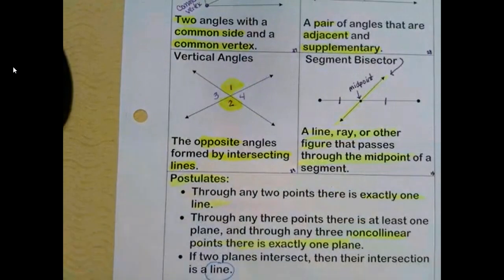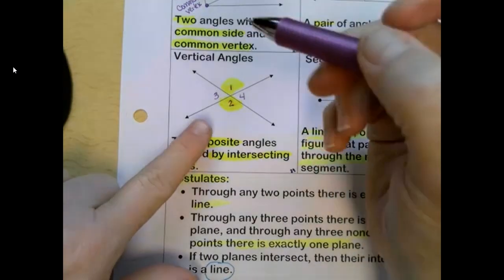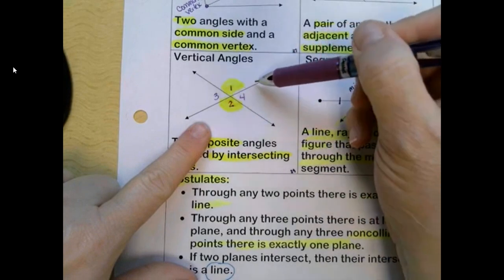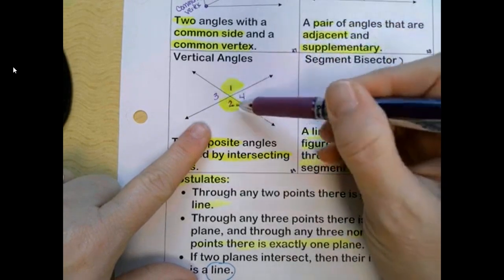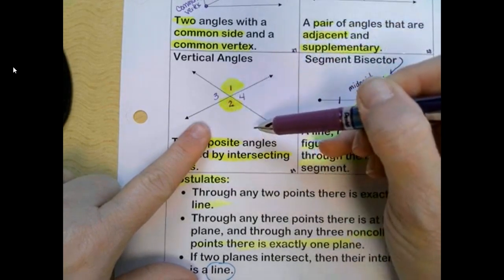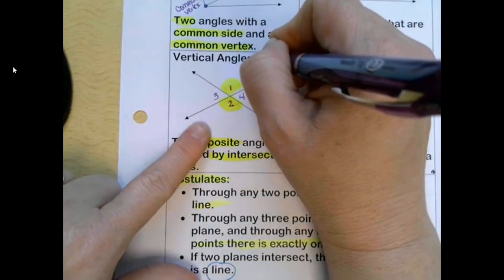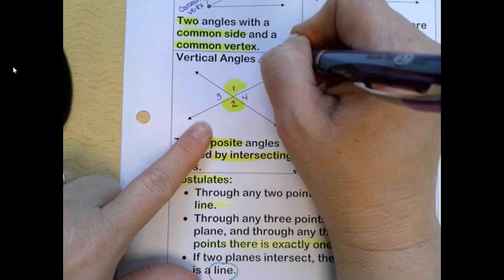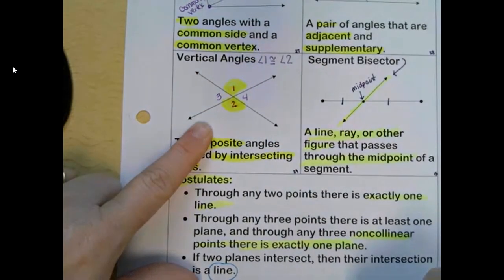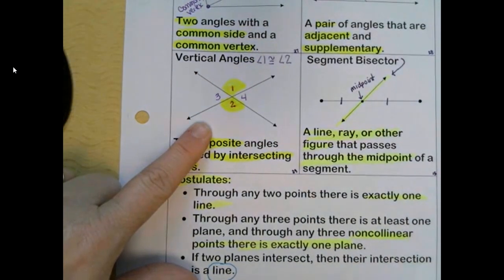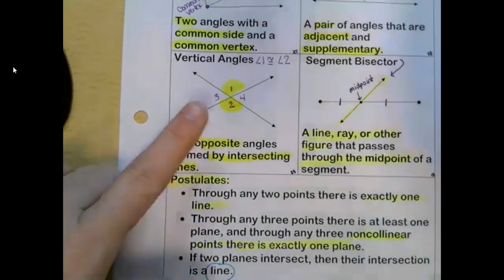And so one of our postulates or theorems, can't remember which one it is, that we have will tell us that vertical angles are congruent. So if this angle right here is 100 degrees, then this angle here is also 100 degrees. So angle 1 is congruent to angle 2. They have the same measure. You will need to know that in the work that we do.